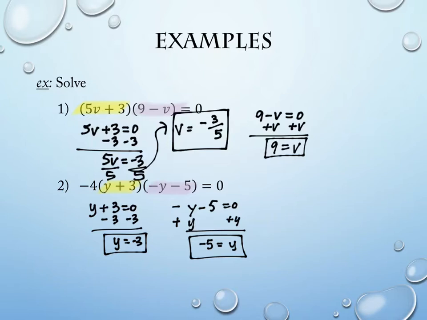Because if the yellow piece is equal to 0 and I multiply -4 times 0, it becomes 0. So I'm just looking for where each of the individual factors is equal to 0, and -4 is not one of those. Yes? So our answer would just be y equals -3 and -5.